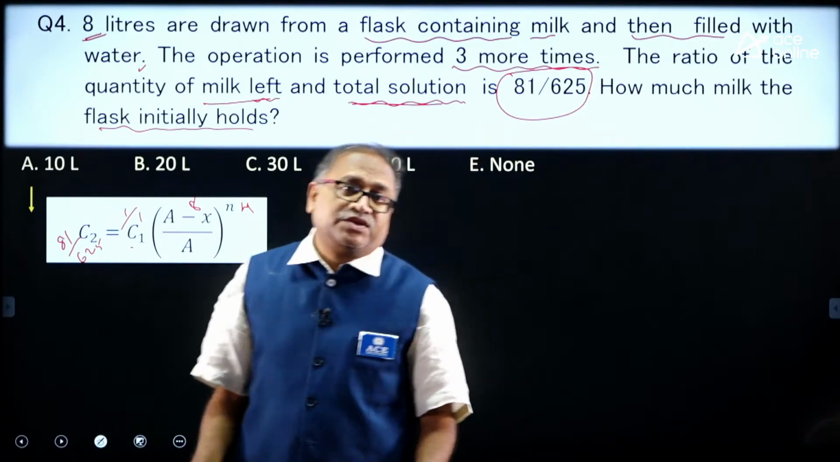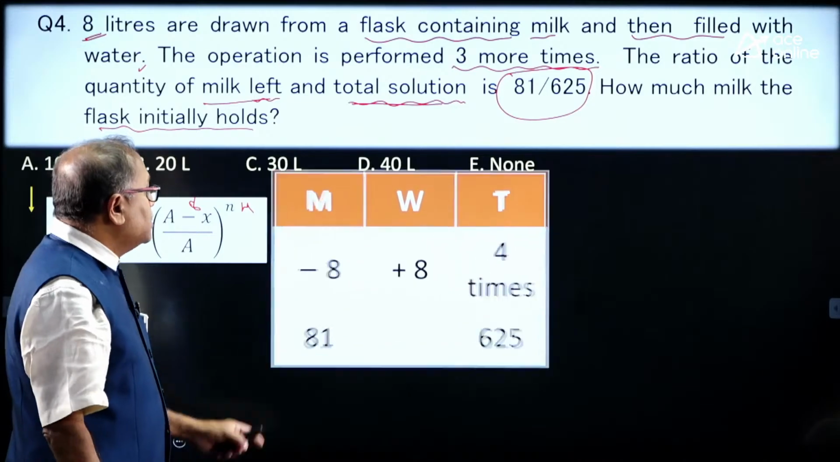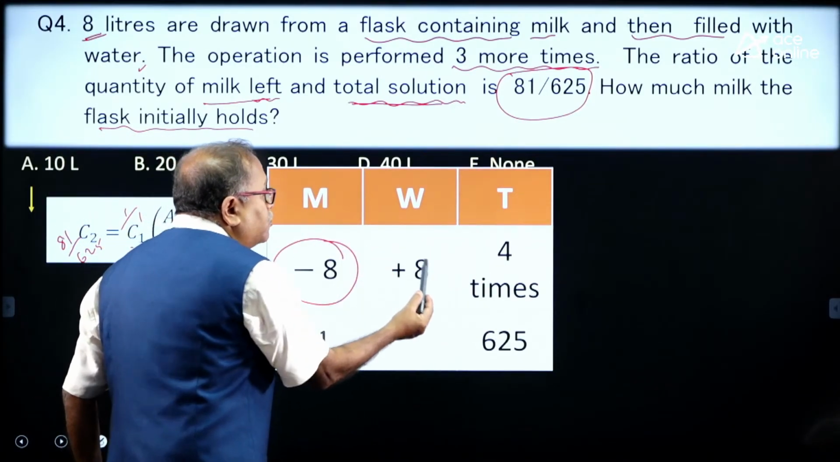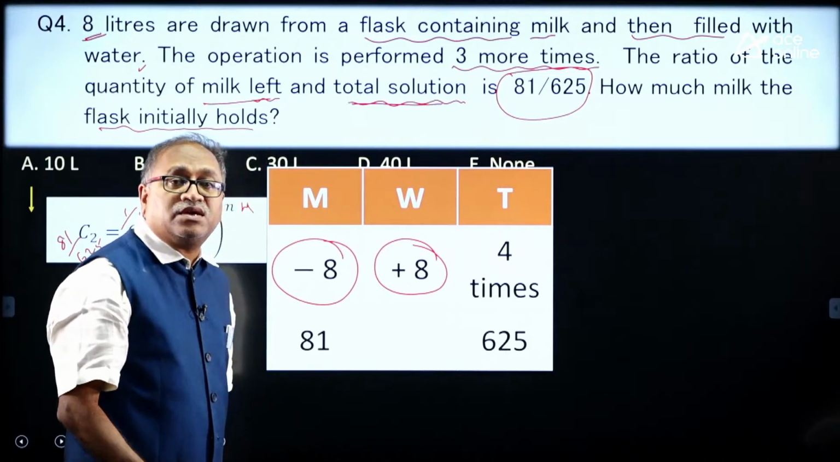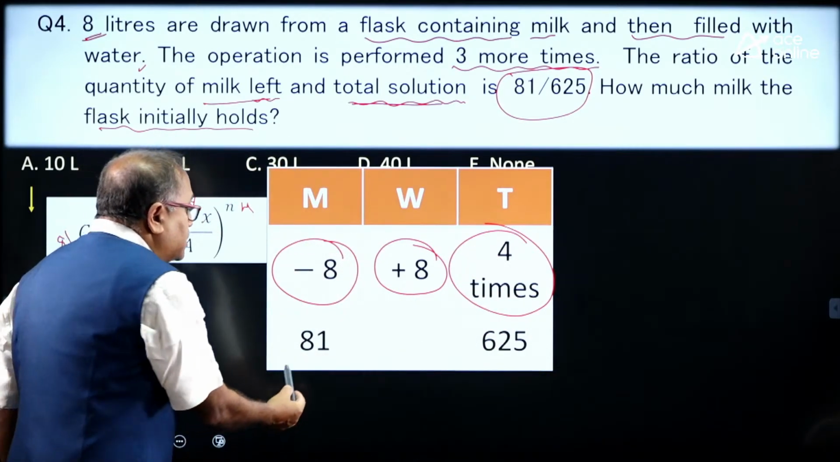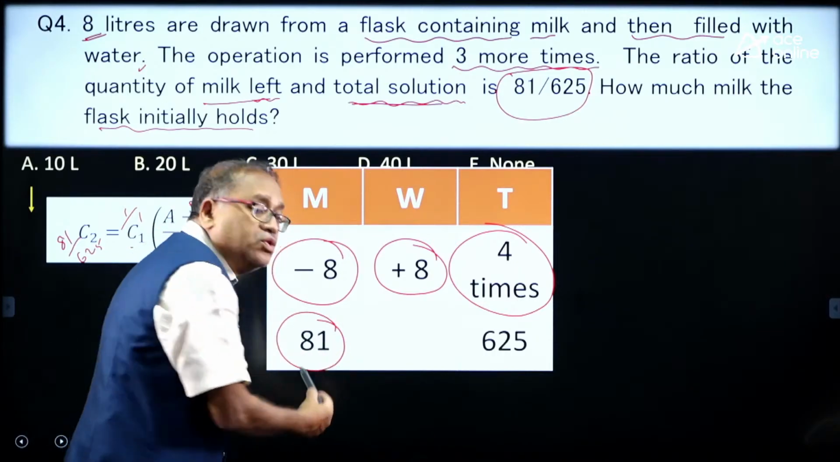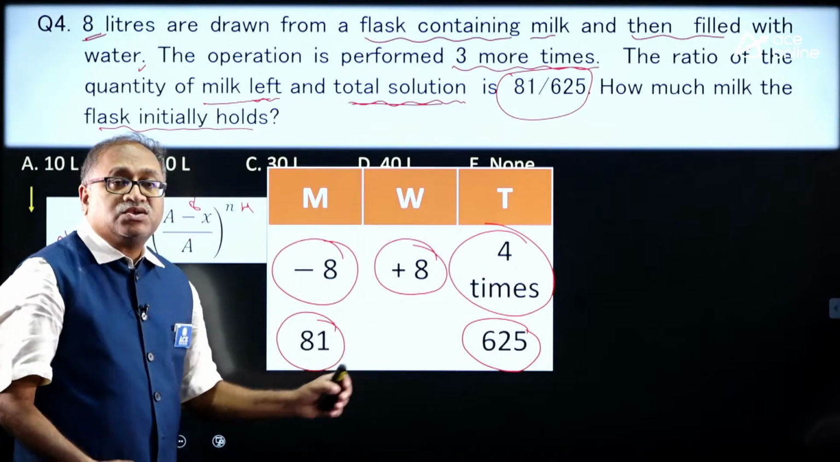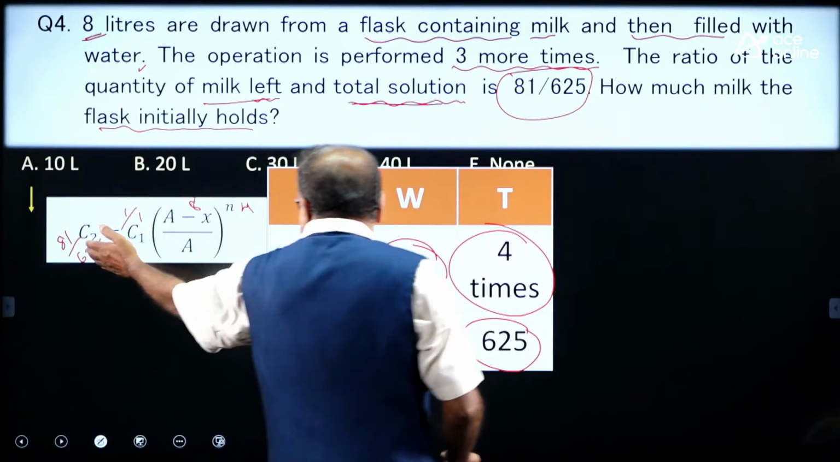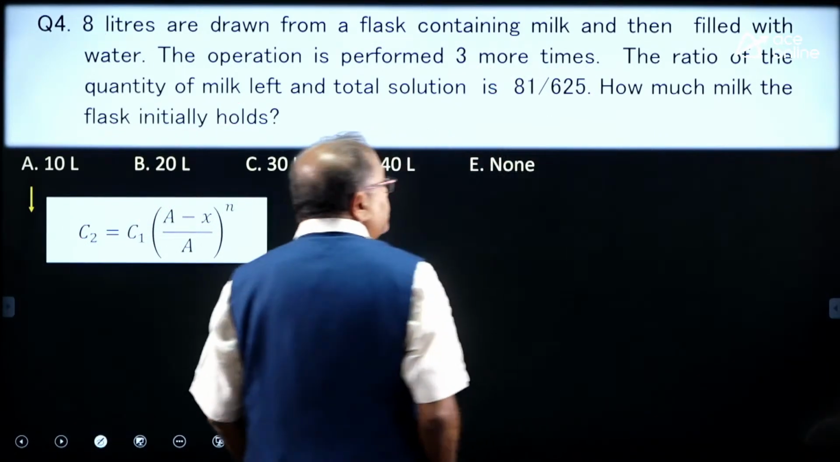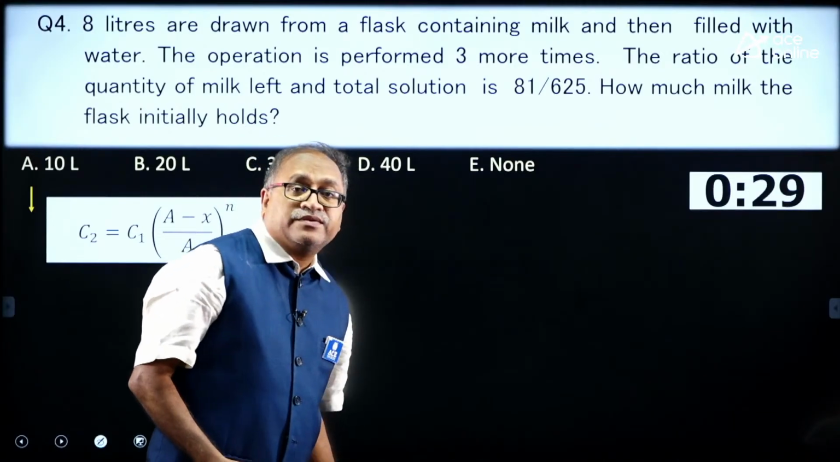Come on, my dear friends, you will be able to answer the question. That's what the question is. 8 liters of milk is taken out and 8 liters of water is added. It is repeated 4 times. As a result, at the end, my ratio of milk to total is 81:625, which I mentioned over here. You can answer the question, and here your 30 seconds starts.